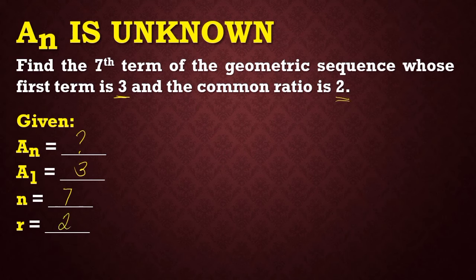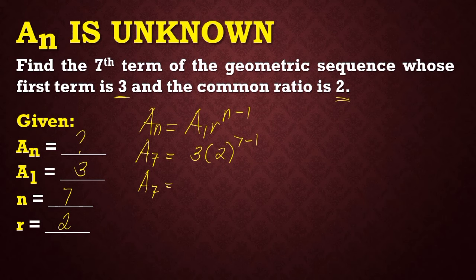And then, applying the formula, a sub n is equal to a sub 1 times r raised to n minus 1. So, substitute natin: a sub 7 is equal to, the first term is 3, times, the common ratio is 2, raised to, and then what is n? 7 minus 1. And then, a sub 7 is equal to 3 times 2 raised to 7 minus 1, which is 6.